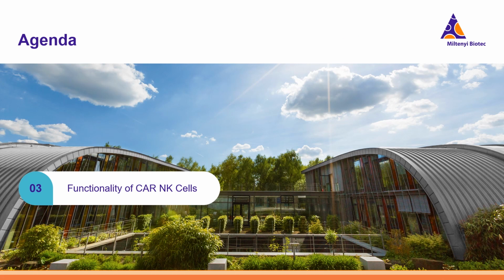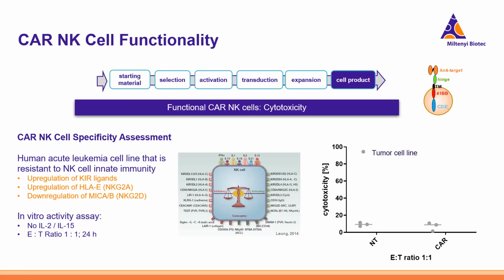Now I'm coming to the next agenda point, which is the functionality of the CAR-NK cells. The functionality data that I am going to show you now were all obtained from CAR-NK cells that we have manufactured in the Prodigy, as I have described to you before. And we used a specific cell line as a test system, which is a human acute leukemia cell line that is resistant to NK cell innate immunity. Because NK cells, as they are natural killers, can kill most tumor cell lines out there.